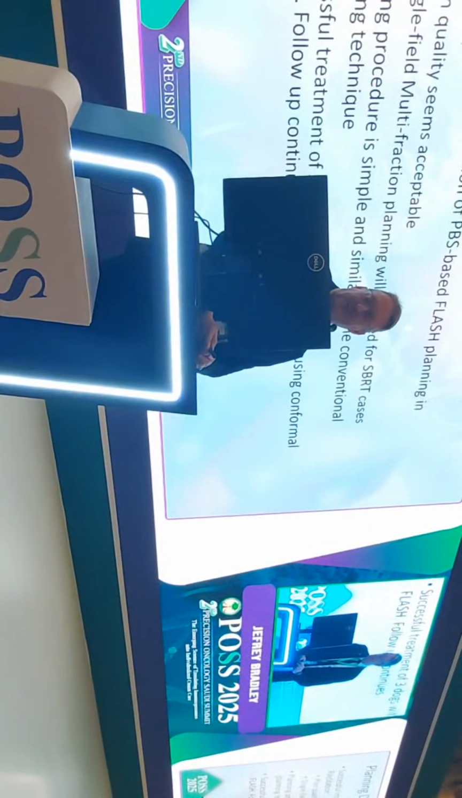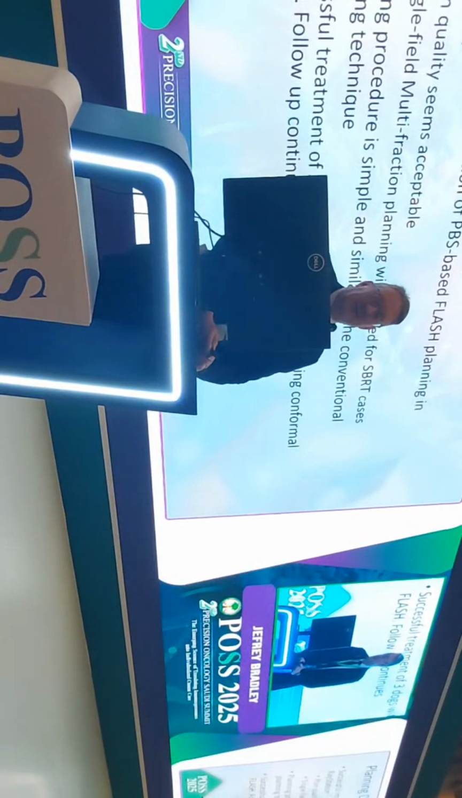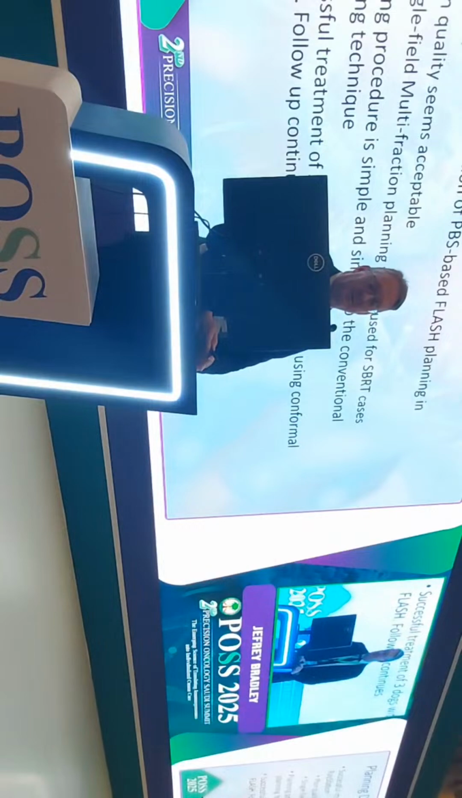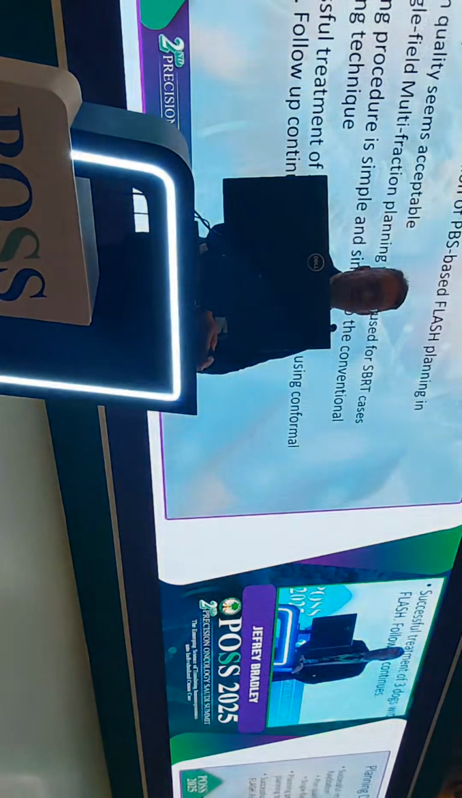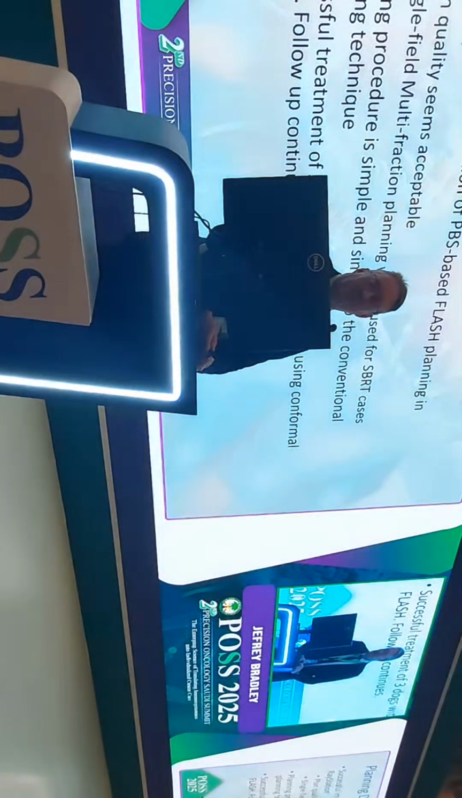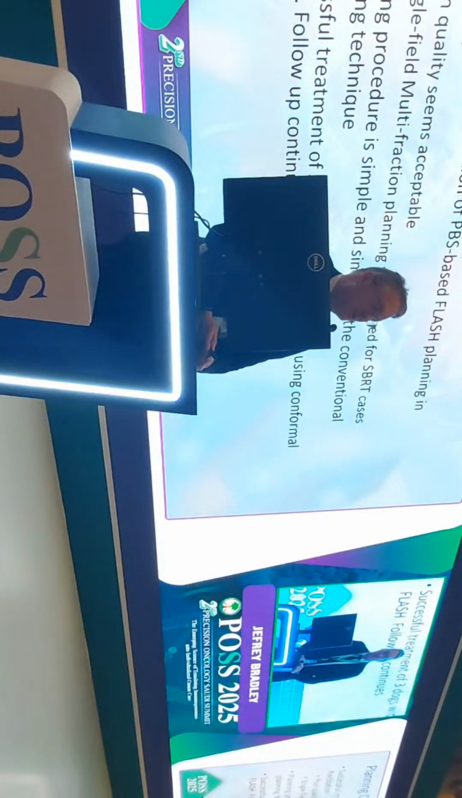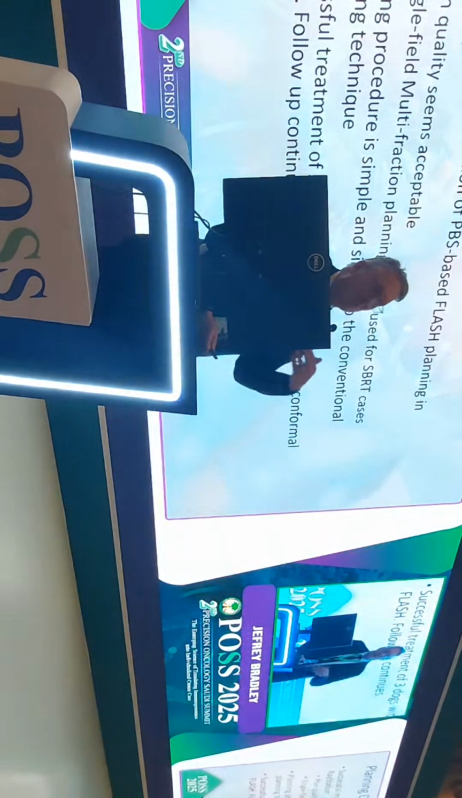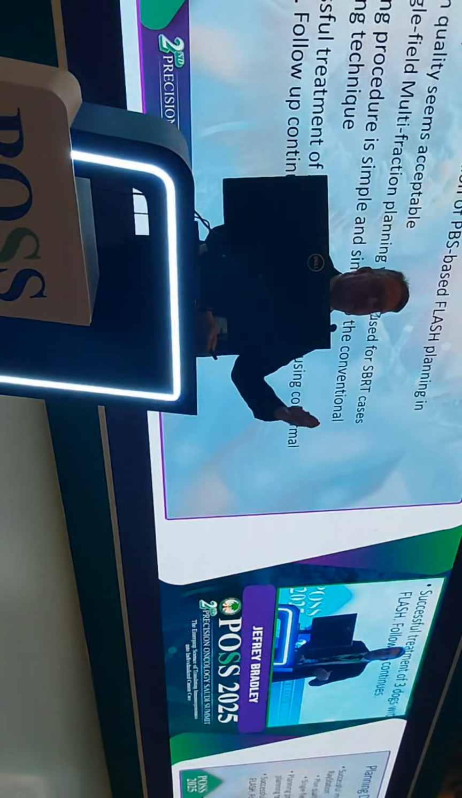What we've developed today is successful implementation of this pencil beam scanning in this software called RayStation. Our plan quality seems very good. We have a single field multi-fraction planning that will be used in our first cases, and we are working with our vendors to submit an application to the FDA.